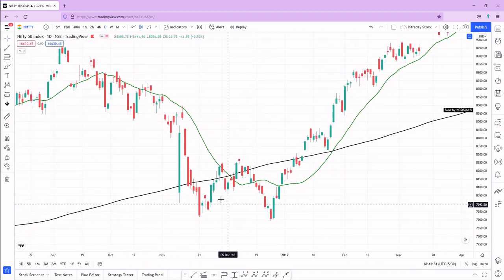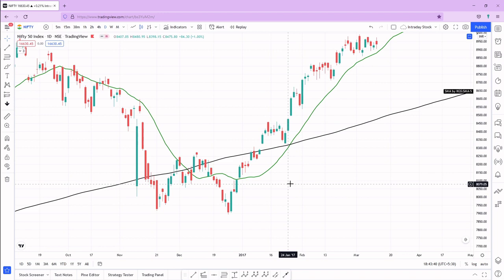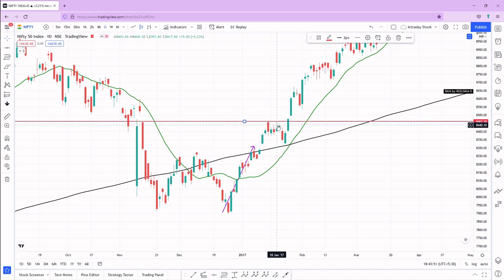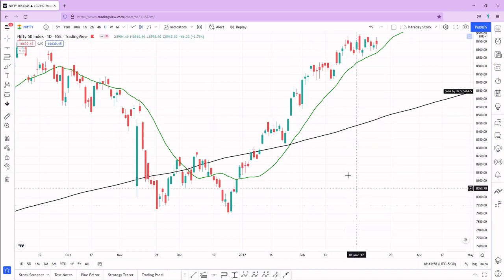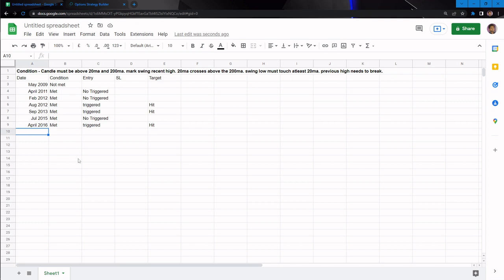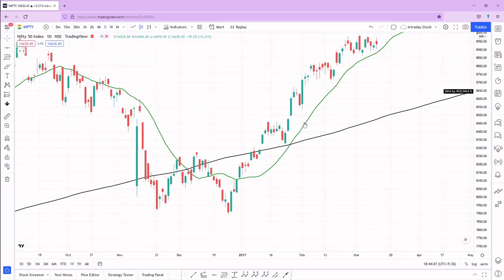Okay, now let me go for another scenario. So here is another crossover which has happened. The 20 SMA is trading below the 200 SMA. Now let us see, the high has formed, and the crossover has happened over here. So I would consider this as the high, and the pullback candle should touch the 20 SMA and 200 SMA. Here it did not touch, so there is no entry at all. So the conditions were not met. So Jan 2017 not met. The pullback candle did not touch the 20 SMA.